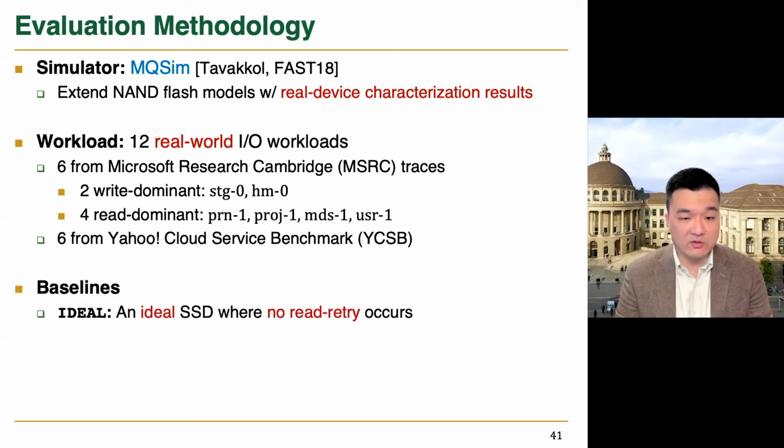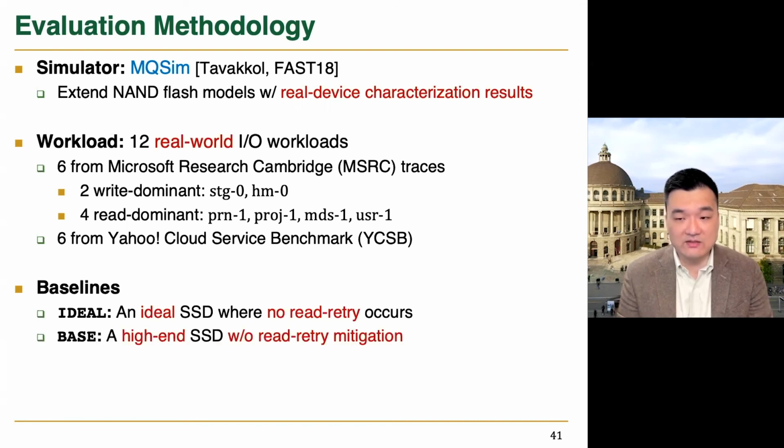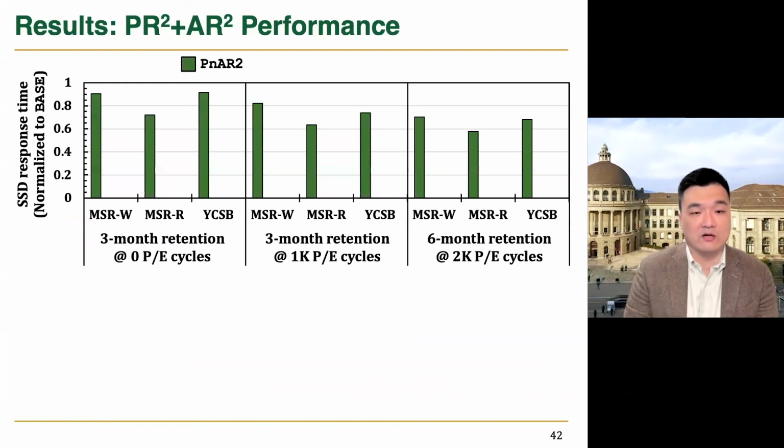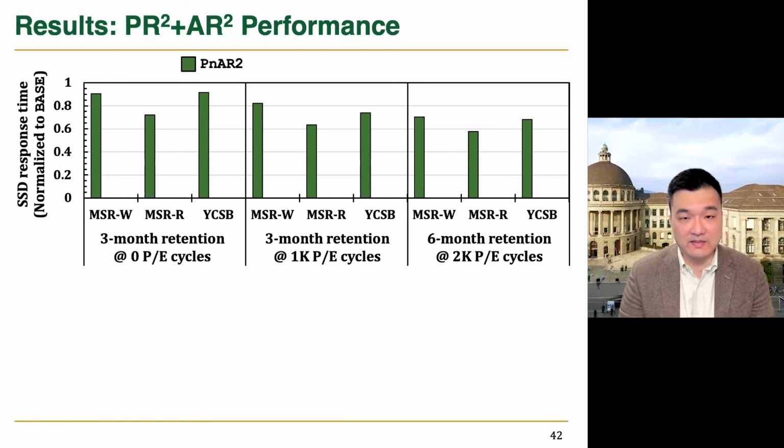We compare our proposal to 3 baselines: an ideal SSD where no read-retry occurs as the upper bound of SSD performance, a high-end SSD without any read-retry mitigation, and a state-of-the-art read-retry mitigation technique that reduces the number of retry steps by predicting near-optimal read reference voltage values. We first compare our proposal with the high-end SSD baseline.